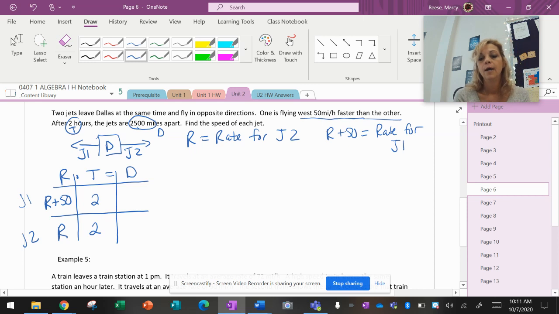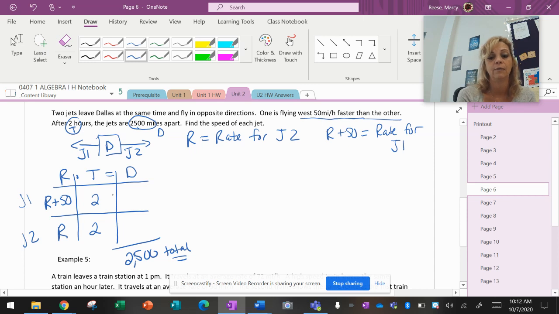Okay, and then it says the jets are 2,500 miles apart. That does not mean that each of them separately are 2,500 miles. That means their total distance away from each other, total distance is 2,500. Okay?